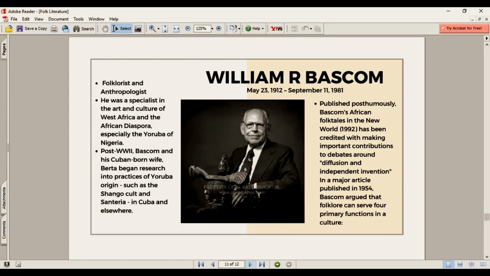He published African Folk Tales in the New World after his death, and he was credited with making an important contribution to the debates around diffusion and independent invention. And this whole concept of diffusion and assimilation, he delved into in his posthumous work, and he argued basically that folklore can serve four primary functions.